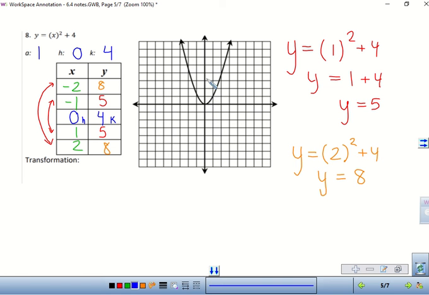So we go up 1, 2, 3, 4, 0, 4, -1, 5, 1, 5, negative 2, 8, and 2, 8.